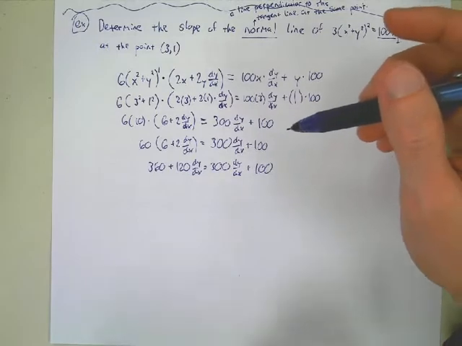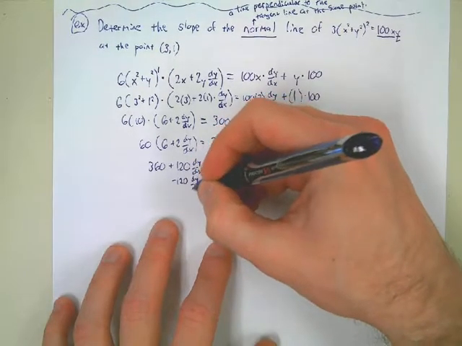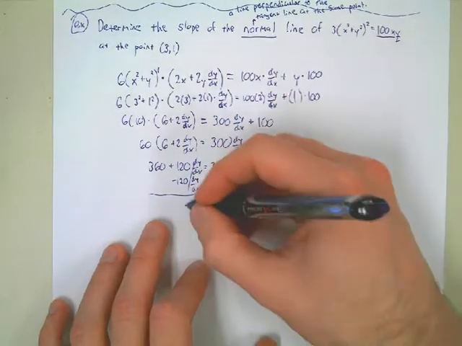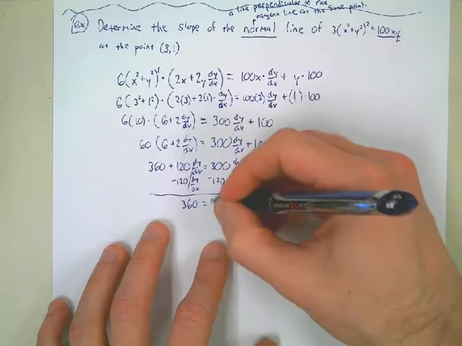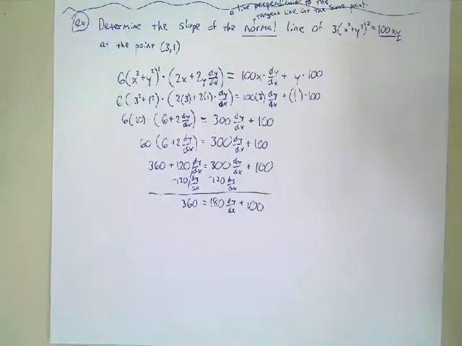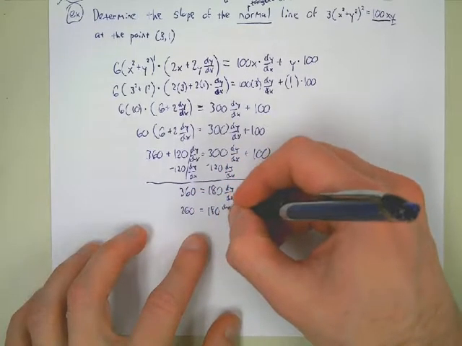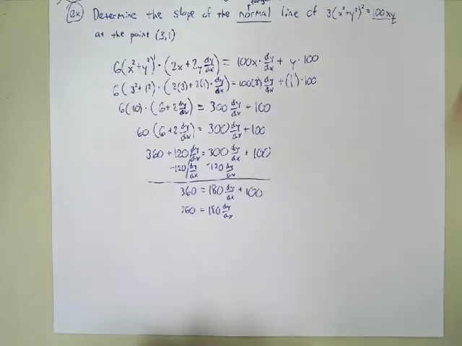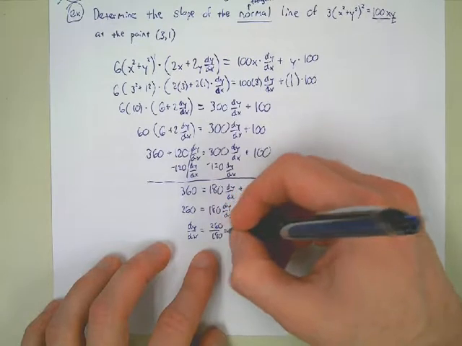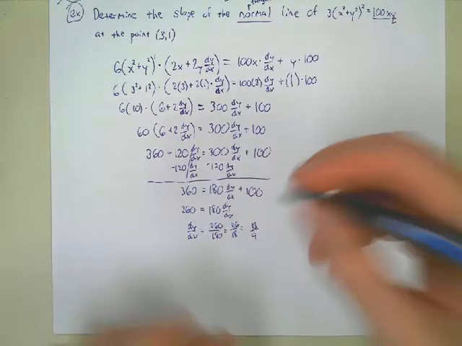So we could subtract 120 dy dx from both sides. I don't know why I'm writing this out so explicitly, but there it is. Okay. I feel like you guys are back in Algebra 1 now, right? So what is that? 180 dy dx plus 100. Subtract 100, so we get 260 equals 180 dy dx. And then last step, divide by 180. So 260 over 180, which is the same thing as 26 over 18, which is the same thing as 13 over 9. So our final answer is 13 over 9.